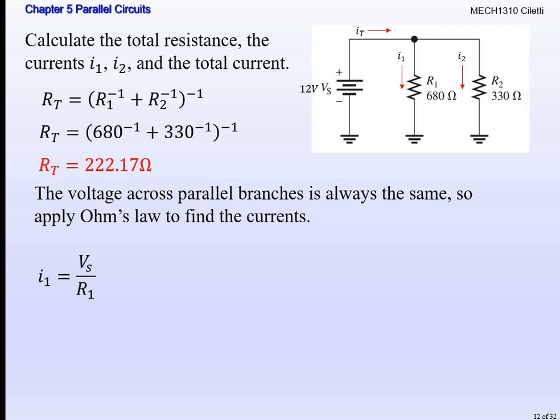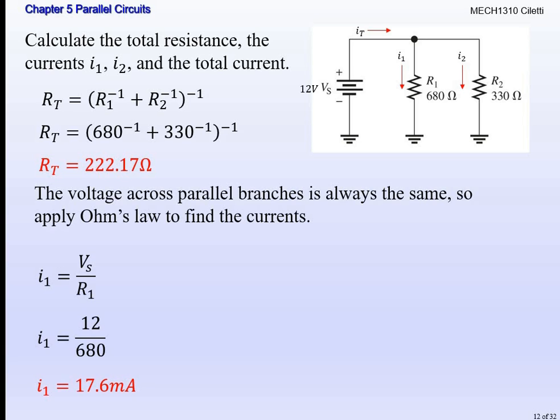So Ohm's law for current is Vs over R1. So that's to find I1 for us. Okay, substitute in the values. We have 12 divided by 680, the specific resistor R1. Okay, Vs stands for the voltage source. The voltage source in this case is 12 volts. When we calculate that, you're going to get 0.0176, which is 17.6 milliamps.